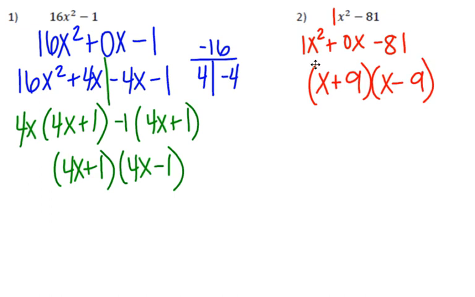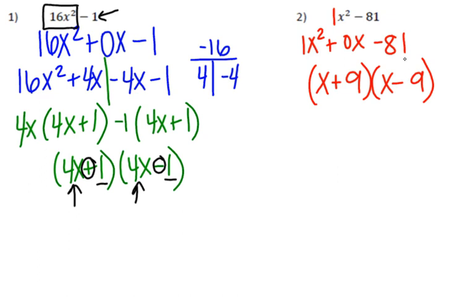Hopefully you're seeing a little bit of a pattern here. If you look back at the first one, the 16x squared, if you were to take the square root of that, you would get 4x, which happens to be the first term in each of my binomial factors. The square root of 1 is 1, which happens to be the second term in each of my binomials. So notice one is plus, one is minus.